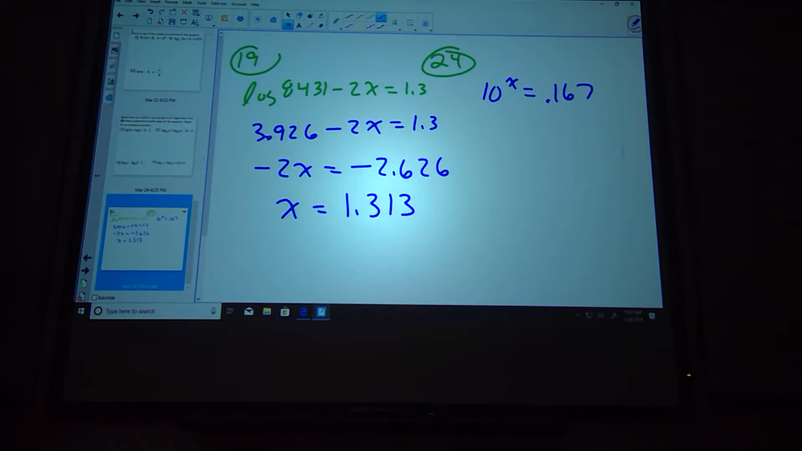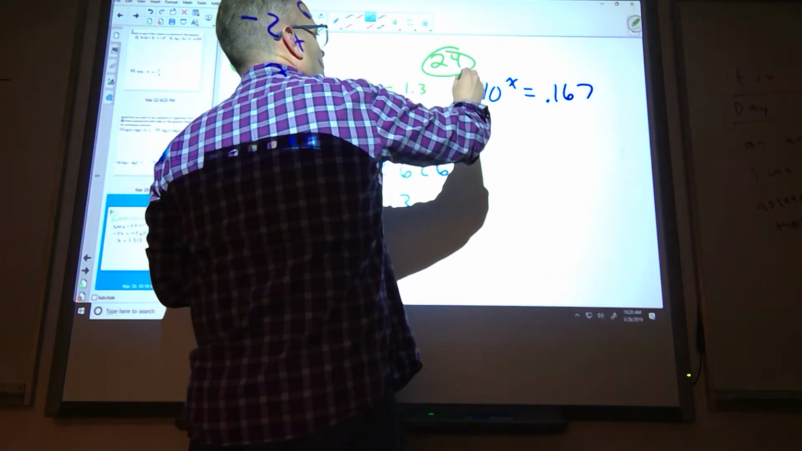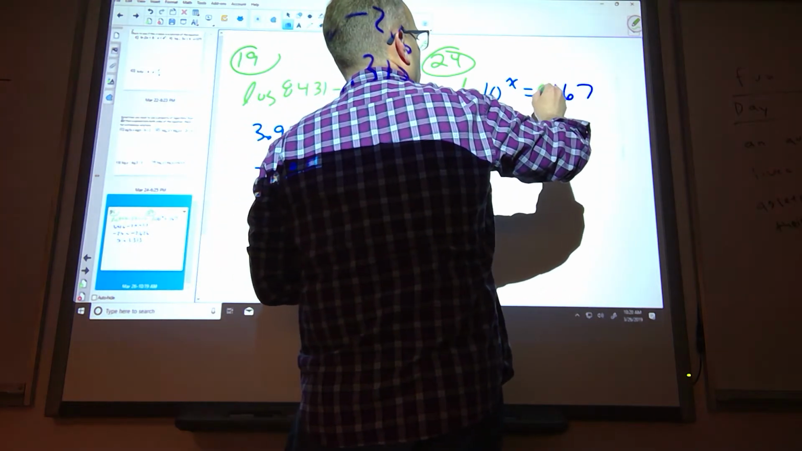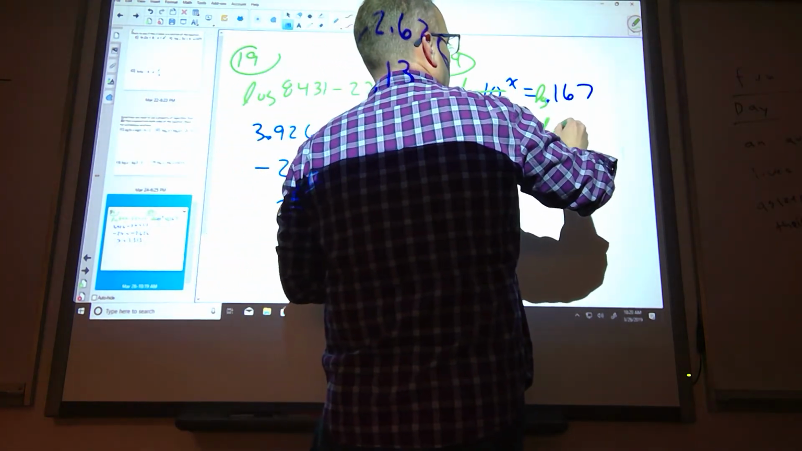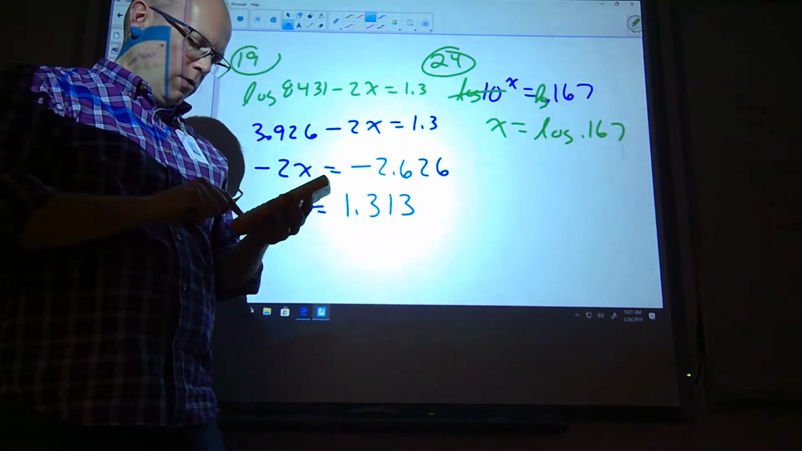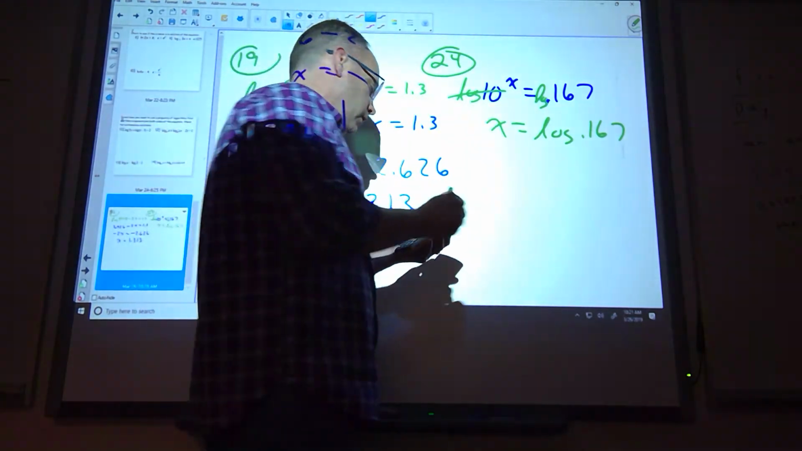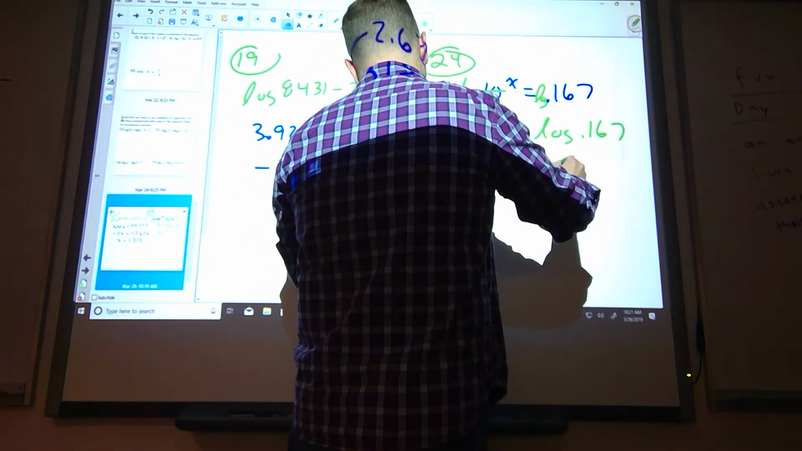Cool. This one, because I'm having an exponent, I can do the log of both sides. And I would choose log base 10, so that cancels. So I get x equals log 0.167. And then just do log 0.167 and get negative 0.777.